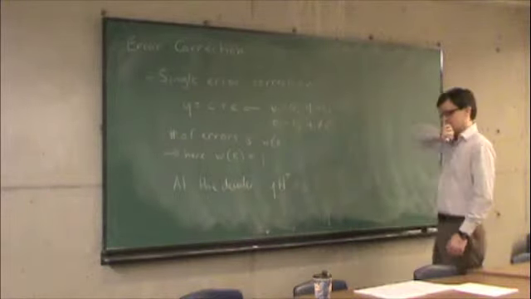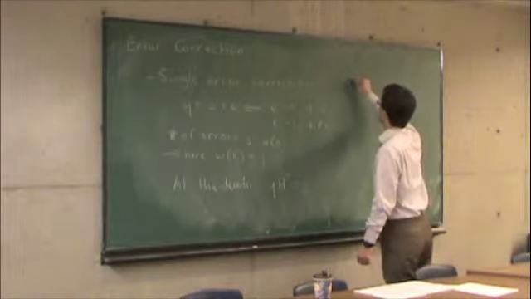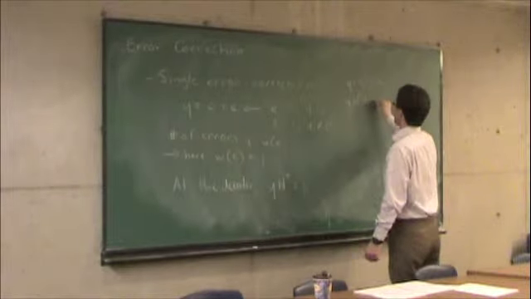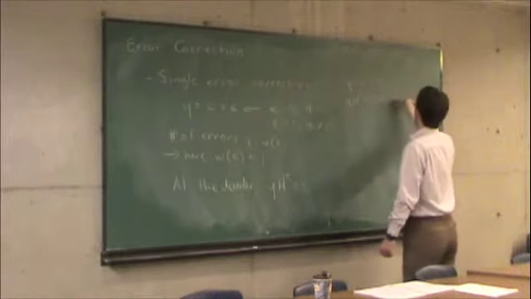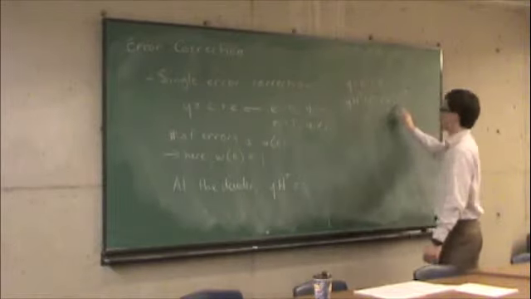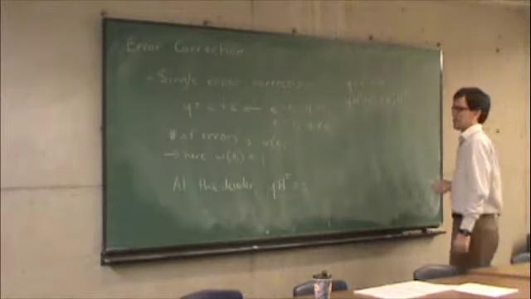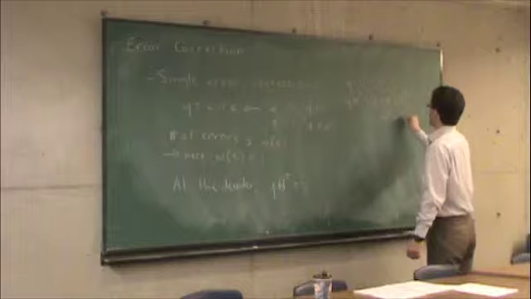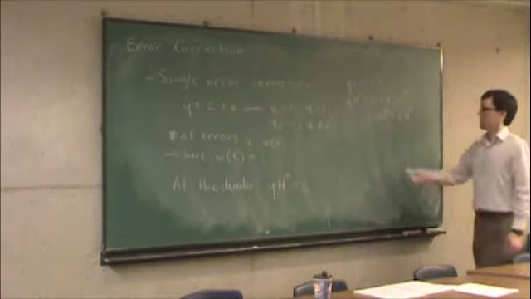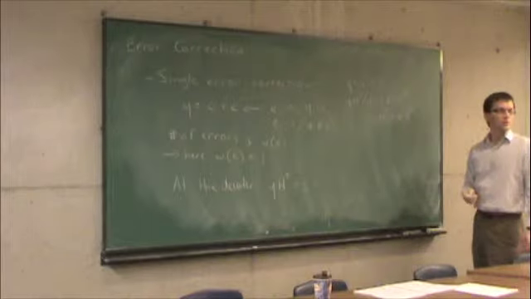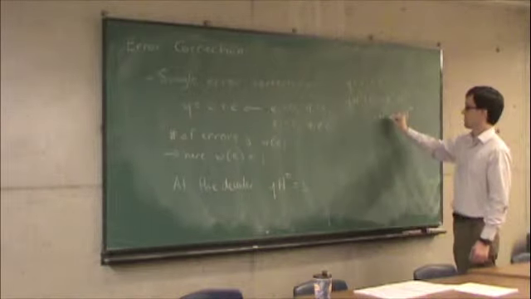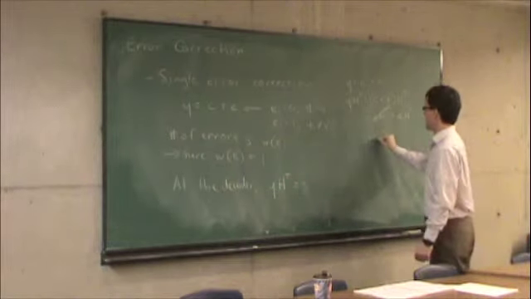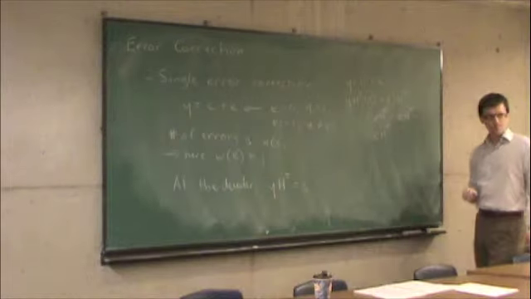If S is non-zero, what does that mean? Well, Y is equal to C plus E, so Y H transpose is equal to (C plus E) H transpose. All the usual arithmetic applies here, so that's equal to C H transpose plus E H transpose. What's this? That's a code word multiplied by the parity check matrix, so it's 0. So this is E H transpose.